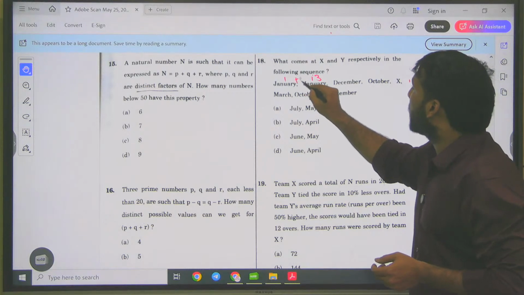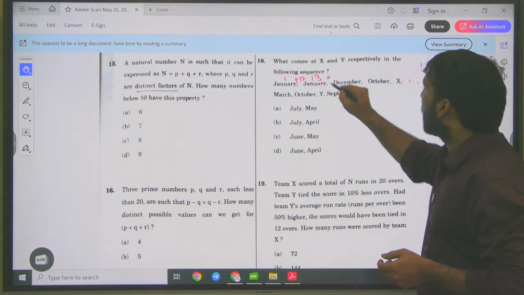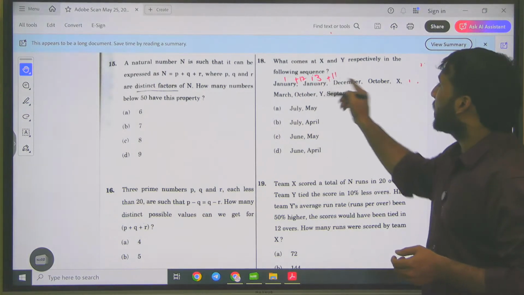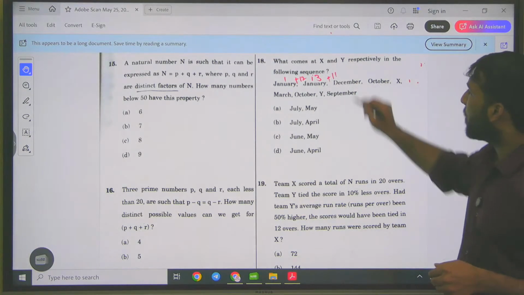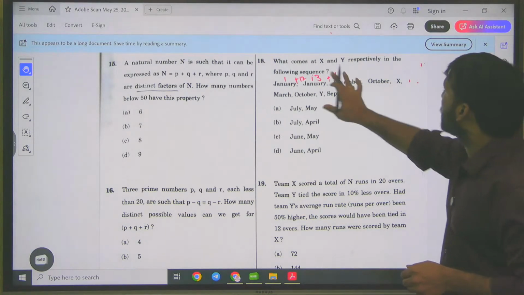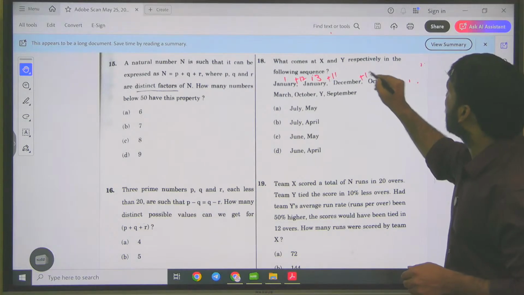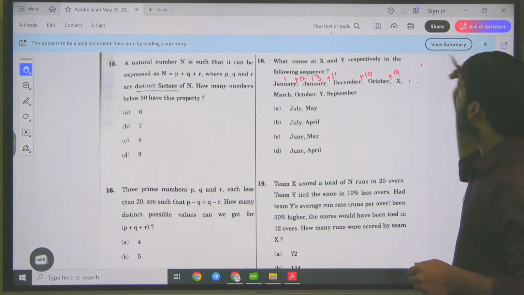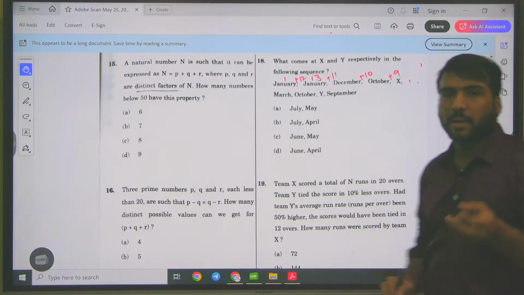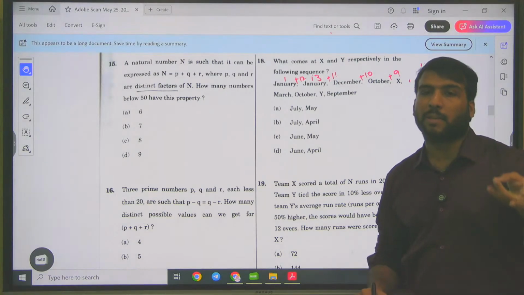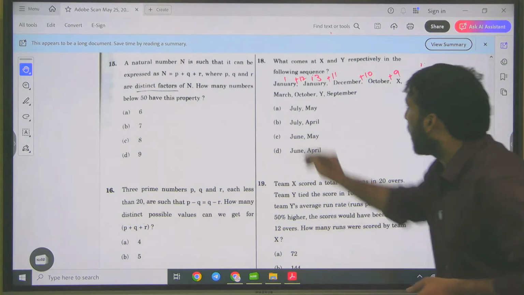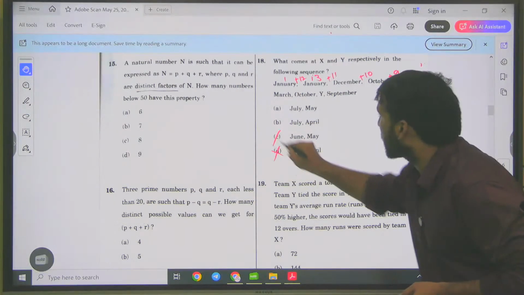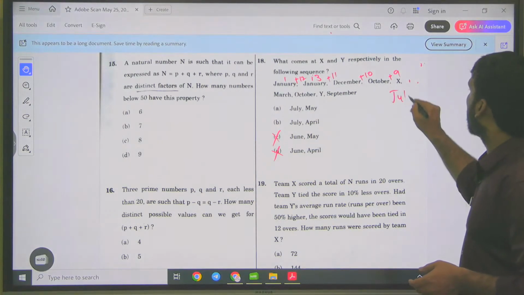If you add plus 12 here, you will be getting December. Next, plus 11. So 13, it will become how much? 22. 13 plus 11. Next, plus 10, plus 9. So October plus 9 means October, November, December, January, February, March, April, May, June, July. Answer should be July. X will be July.